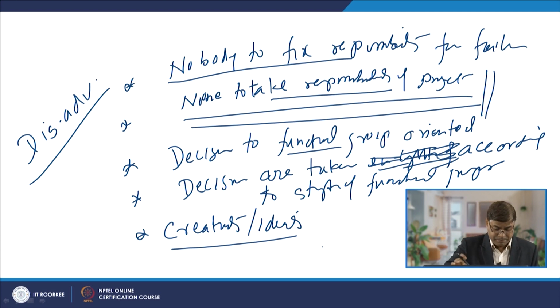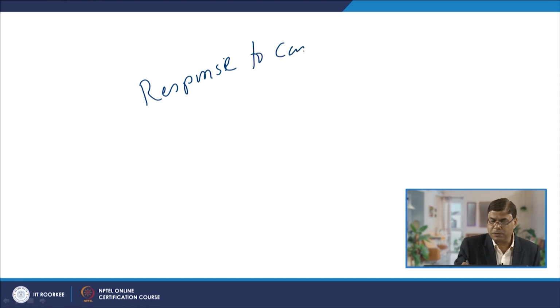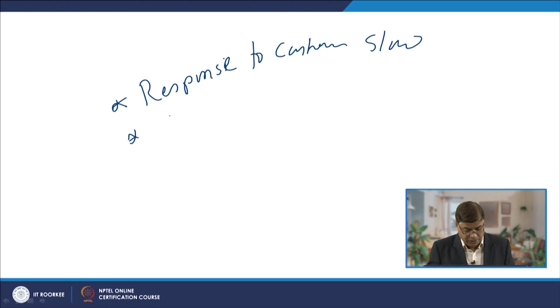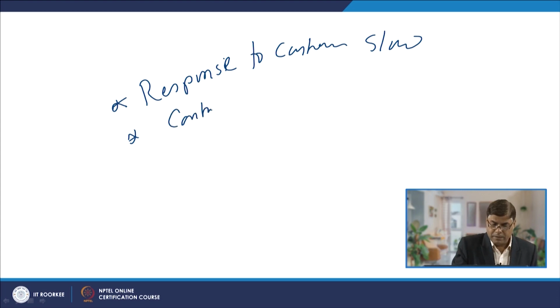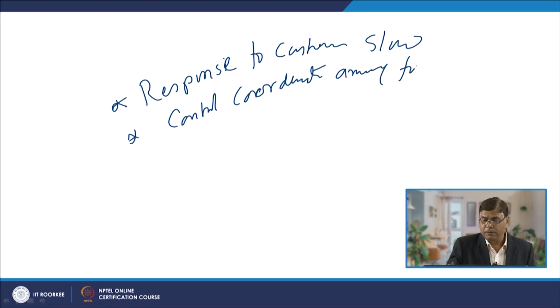So, these are a few negative points associated with it. Additionally, a few more negative points are there. The response to the customers in traditional or conventional classical organizational structures is slow, and the control and coordination among the functional groups is very poor.